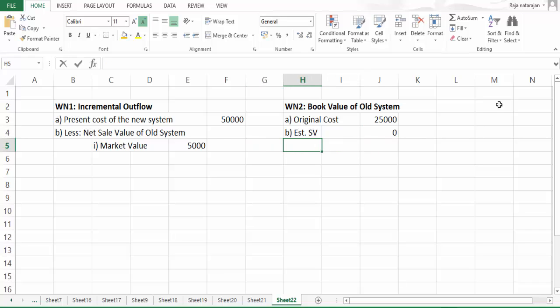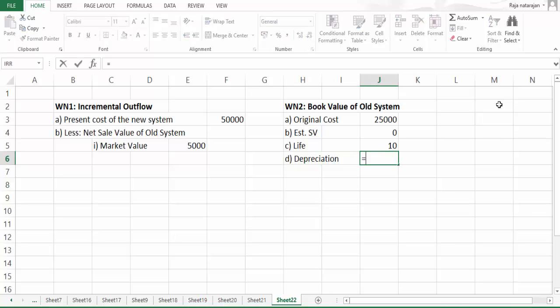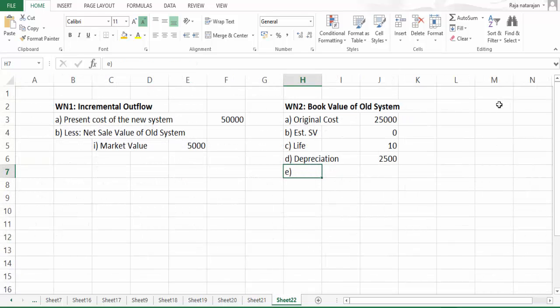Okay, and the life was 10 years. Life is 10 years. So from this we can find out the depreciation. Depreciation would have been this original cost minus estimated salvage value divided by useful life. So every year depreciation would have been 2,500, and already this machine has completed 5 years. Okay, so we'll capture expired life. Expired life should be 5 years.